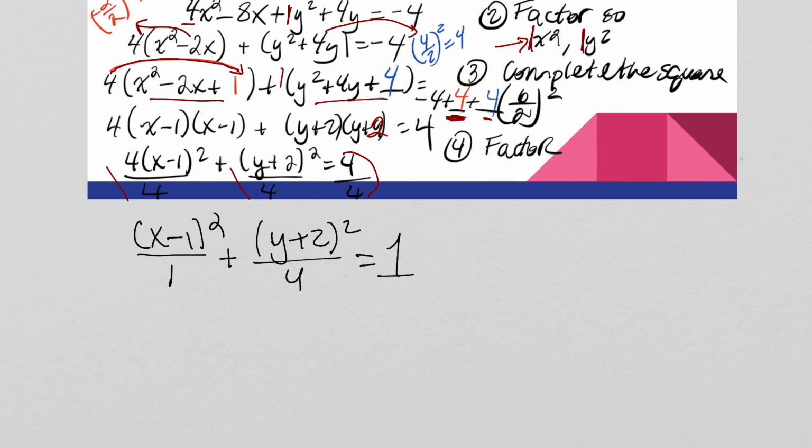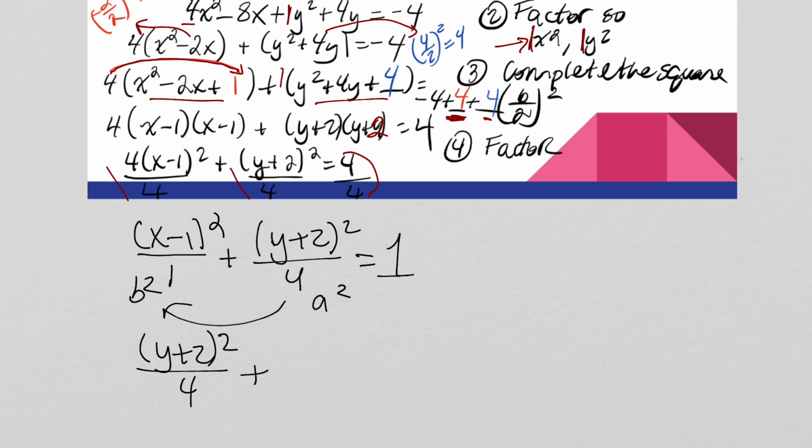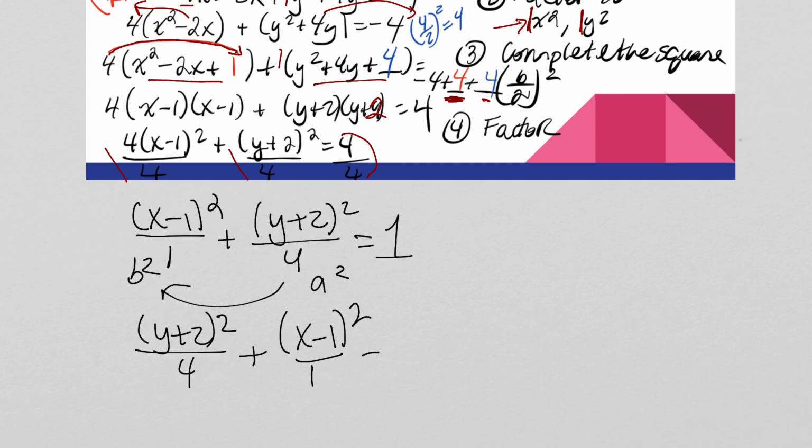What really should come first is this one, right? Because this is actually your a squared, and this is your b squared, so I could flip it around. That's important when you graph things. Over 1 equals 1. And there you have it.